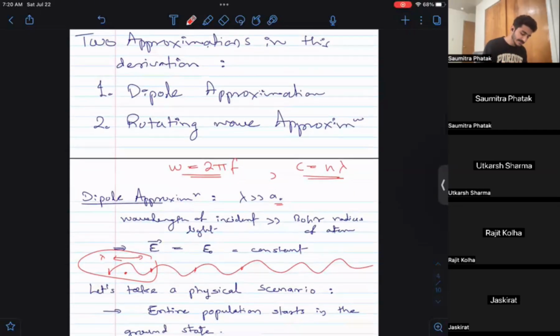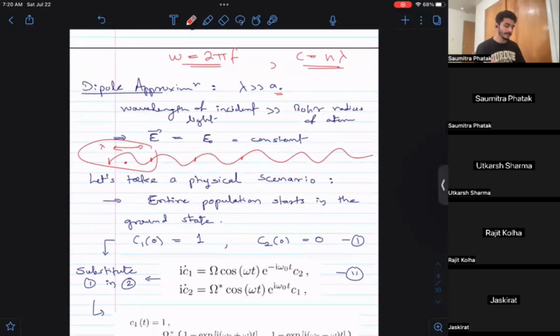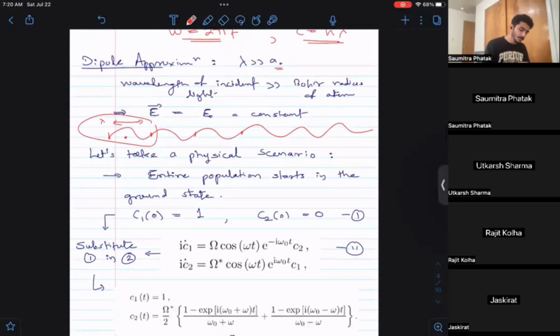So this is the dipole approximation that we are making, that the atom sees exactly the same electric field amplitude in all its spatial extent. So if we take that, then to get anything meaningful out of these two expressions, we are going to consider initial conditions. So initially, if we have a two-level system where all the population is in the ground state, so basically the electron starts in the ground state, then we have to ask the question: if we apply light on this system where the initial population is completely in the ground state, then what will happen?